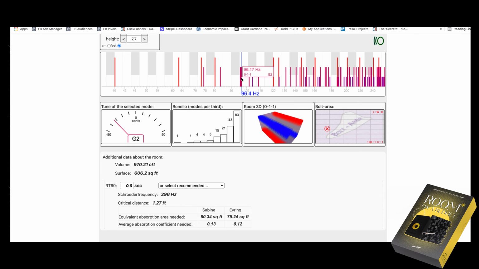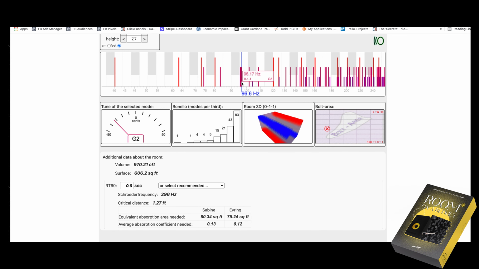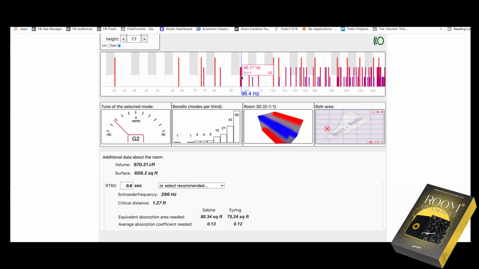So the reason we look at this is because, as you can see down here in this room 3D modeling, you understand that 96 hertz is going to be building up in those corners from the side walls, right? From the sidewall to ceiling, sidewall to floor. So that means you need to get traps that really absorb more of 96 hertz and not so much of this down here at 62 hertz, if that makes sense, right? Because that's not going to do much.